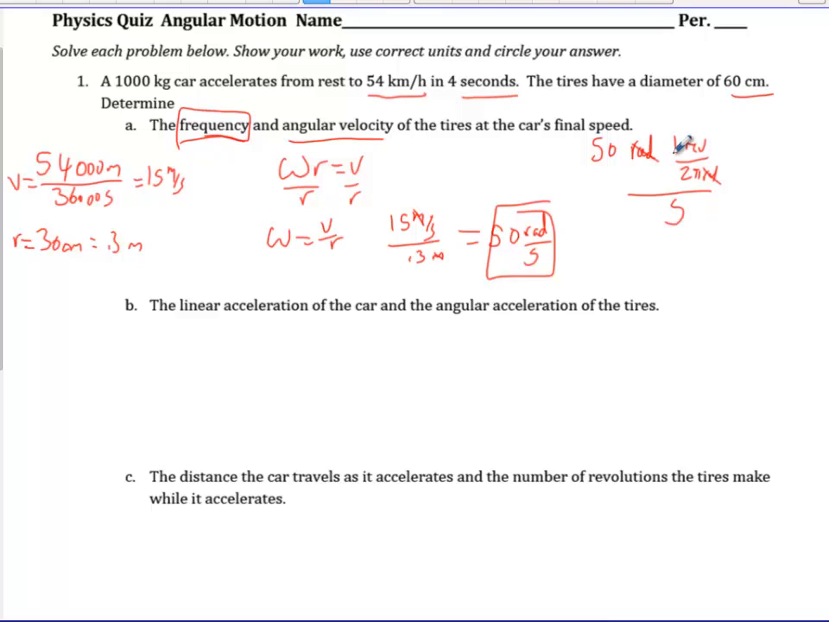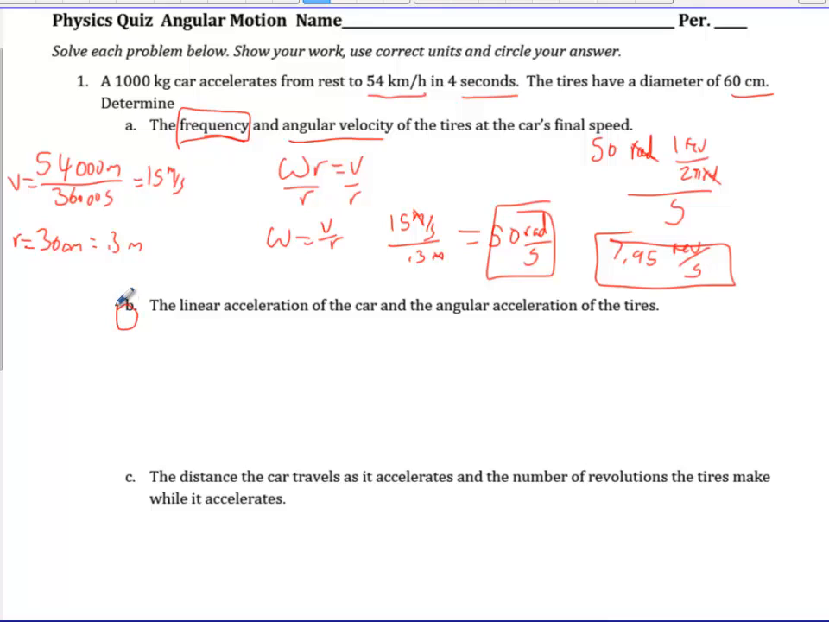So if I go ahead and I take 50 and divide it by 2 pi, and be careful if you do that on your calculator because you have to put the 2 pi in parentheses or divide by 2 and then divide by pi. Otherwise it will divide by 2 and multiply by pi. So this gets me a frequency of 7.95 revolutions per second. So frequency is just number of revolutions per second. Angular velocity is going to be in radians per second.